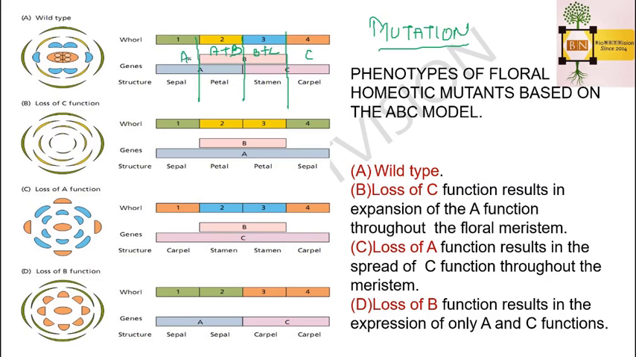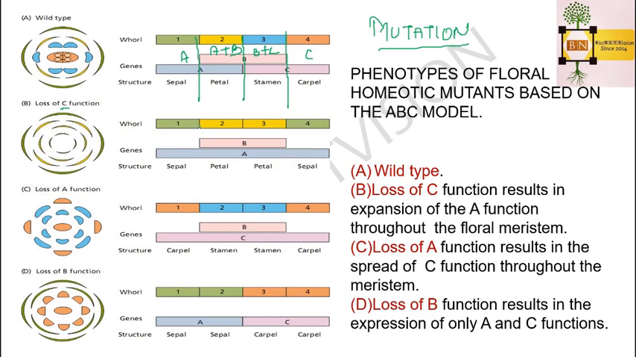Now we will go step by step, if one of the types of genes is mutated. In picture B, it says loss of C function. Loss of C function means C is not there. I told you, whenever C is not there, A will occupy all its space. A and C cannot stay together, but when C is not there, A will occupy all the space in which C was there. Clear? So in this picture we can see that if C is not there, A has occupied the space which C was previously occupying.